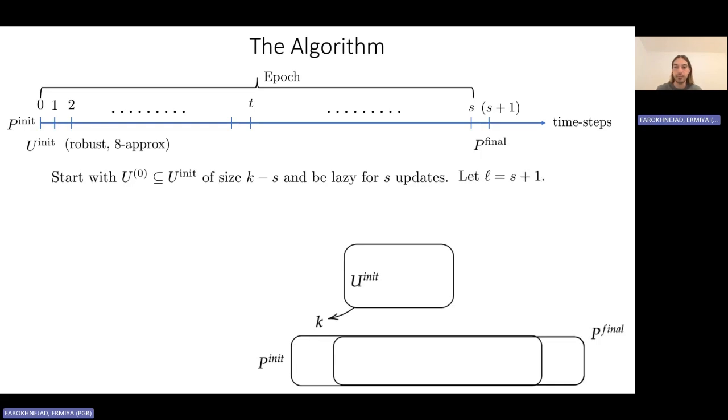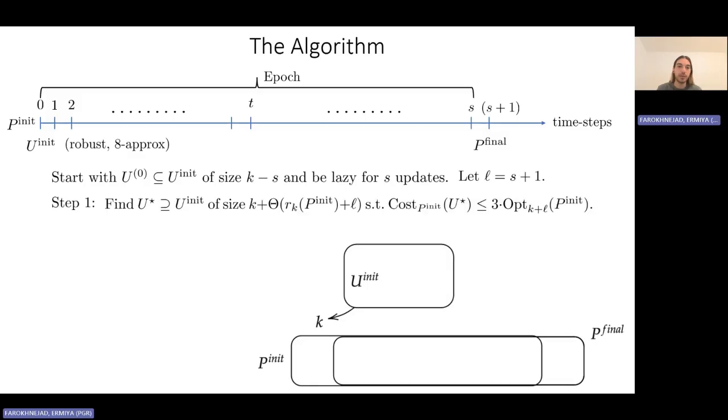Now what to do at the end? At the end of the epoch, let's define L to be S plus 1. At the end of the epoch, how to find a good solution for P final? We do the following. In the first step, we insert some points into U init in order to get a 3 approximation of optimum K plus L median in the initial space. So we find a U star, which is a superset of U init, like this. And the number of new centers that are inserted to U init is going to be theta of redundancy plus L.